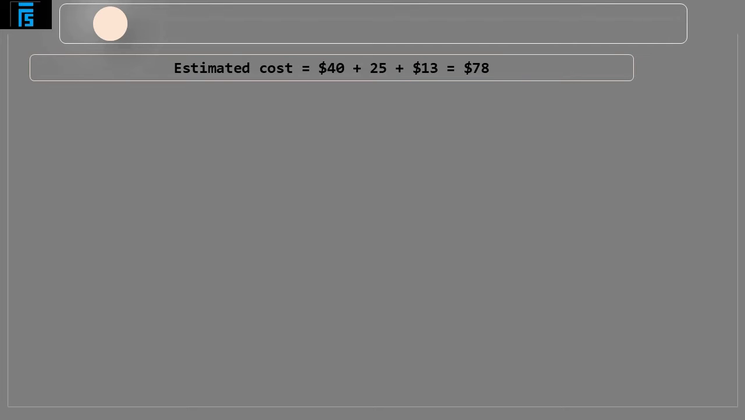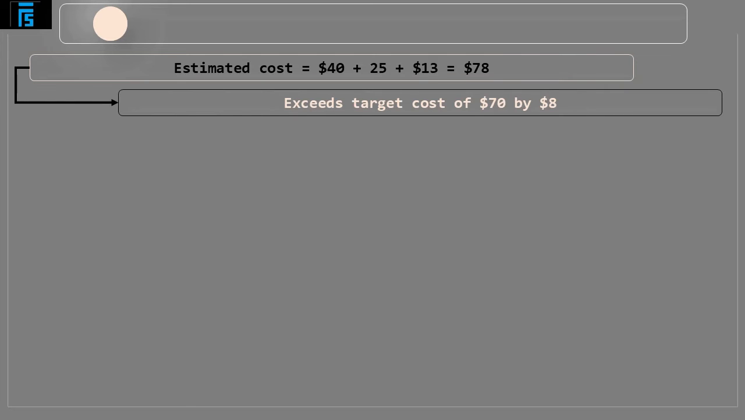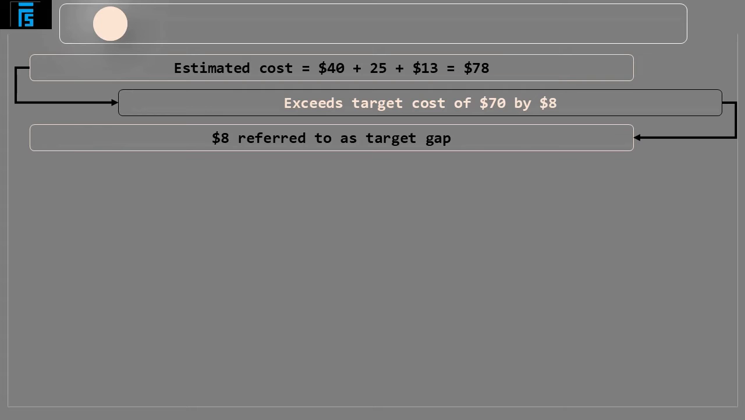The total estimated cost of making product P amounts to $78, being the sum of $40, $25 and $13. This estimated cost of $78 exceeds the maximum allowable cost or target cost of $70 by $8. This $8 is referred to as a cost gap or a target gap.